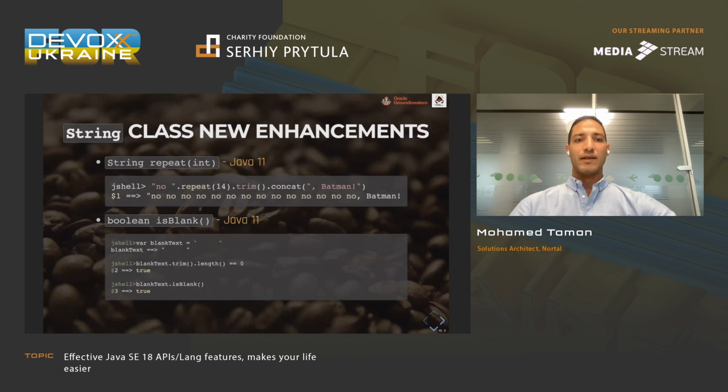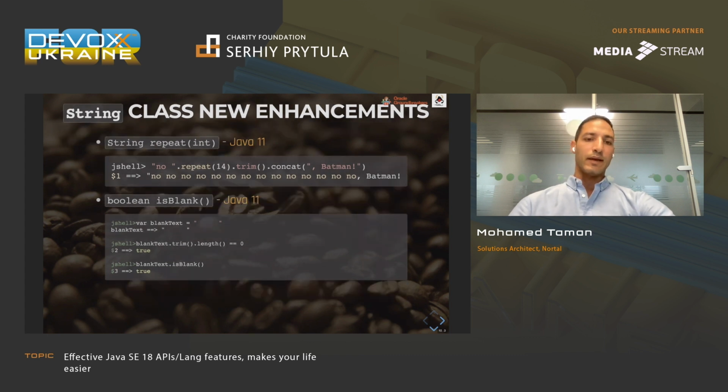It's very easy. You can see that I'm using JShell. So we use isBlank. isBlank is asking about the emptiness of the string. So imagine that you have a blank string and you would like to test its emptiness, you would have to trim it first, then check the length. So it says true. Similarly, using just isBlank directly.